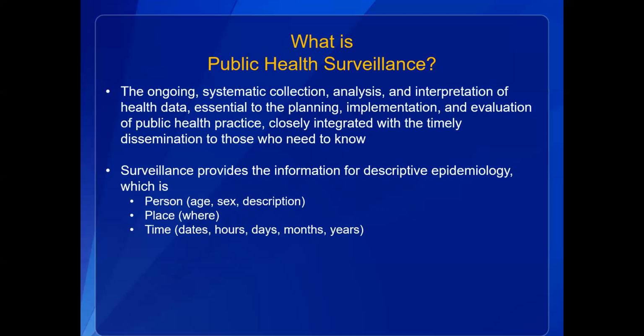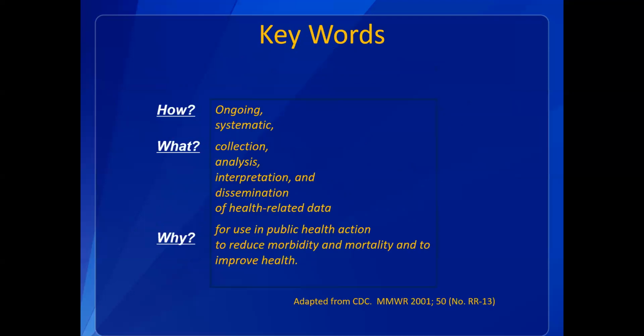Just a recap again on the definition, what are some of the key words in this definition of surveillance? First, it's ongoing, and it has to be an ongoing process. You have to do it routinely. And you do it systematically. By systematically, we mean you need to do it in an orderly manner. So you don't just do it haphazardly, but you need to make sure as you do it, you do it in an orderly manner.